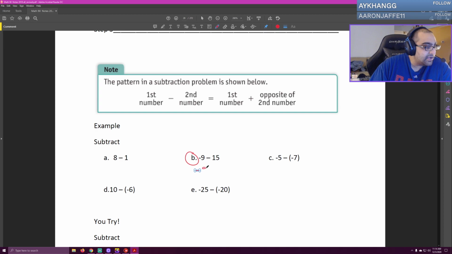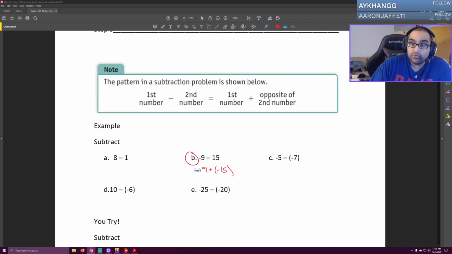So here we're going to have negative 9 plus negative 15. So I'm going to rewrite it in terms of addition here. And now, hopefully this makes it significantly easier for you to go ahead and do the addition or subtraction related to this problem. So we have negative 9 plus 15.